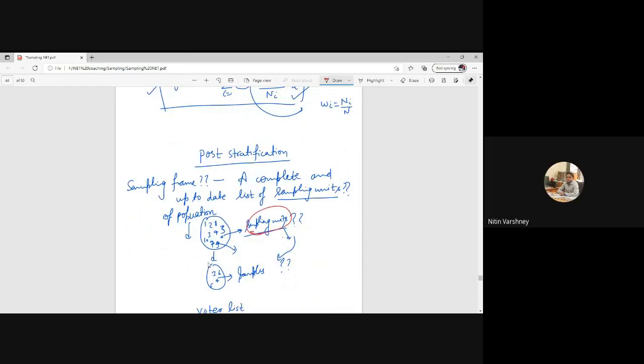We will call this the sampling unit because we have a population and from this we are going to select the sample. So this is the complete and up to date list of sampling units. Sampling units are those units which are going to be selected from the population. Okay.